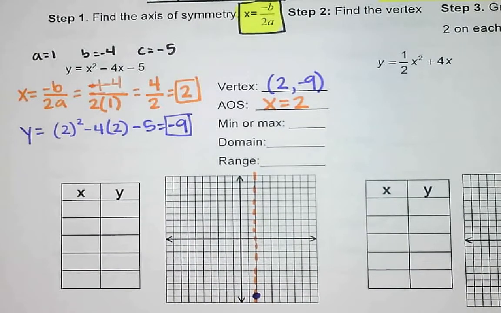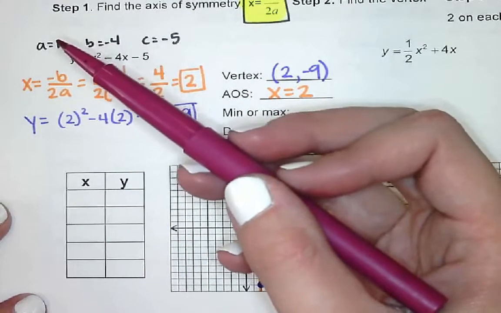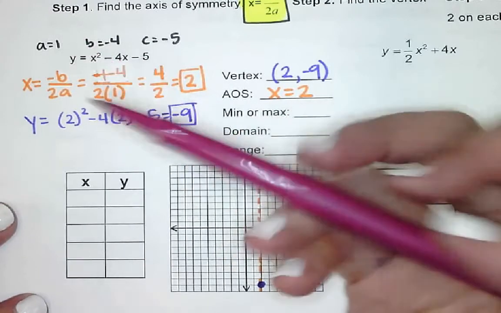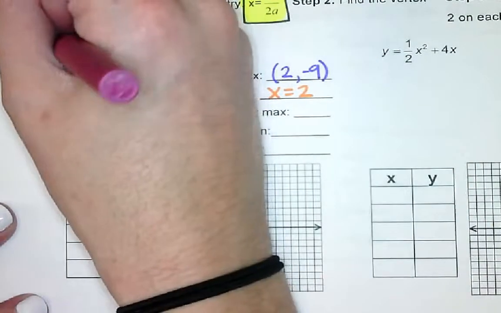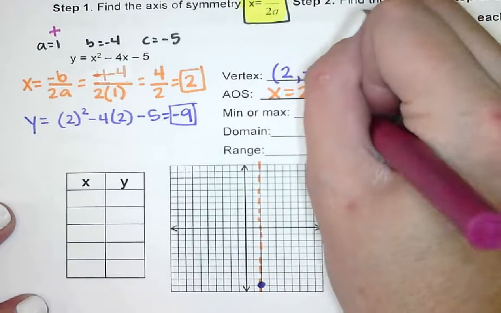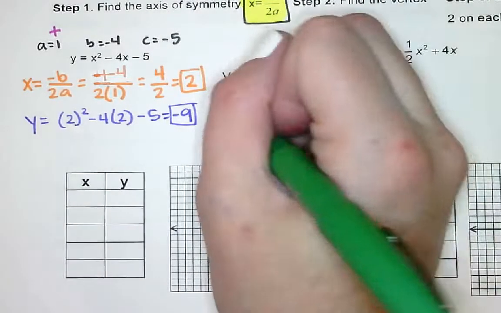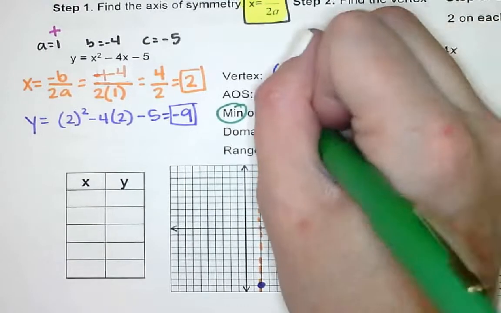Also guys, I want you to take a look at this. Is this graph going to open up or is it going to open down? It's going to open up. The reason why is because this a value is positive. And if a values are positive, that means they're happy and they open up. If they're negative, they're sad and they open down. So guys, is this going to give us a minimum or a maximum? A minimum. And our minimum is negative 9.